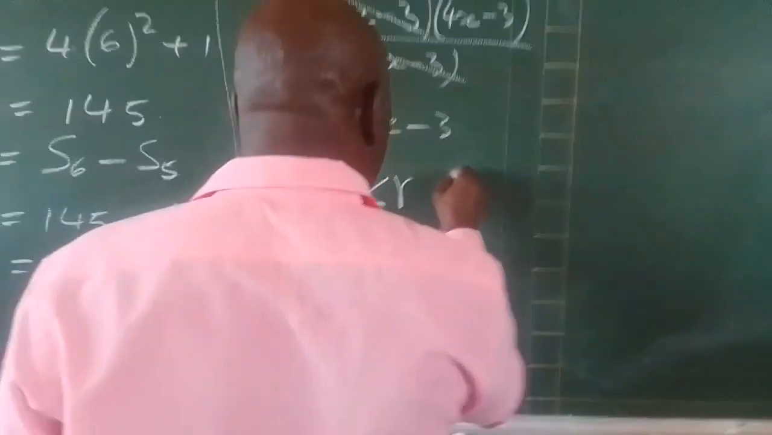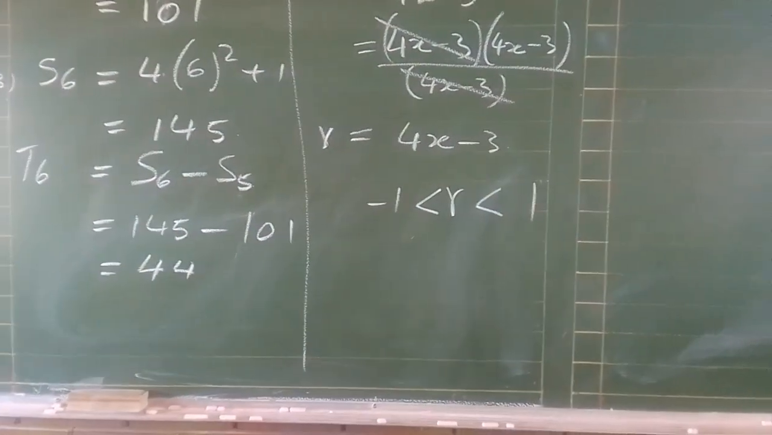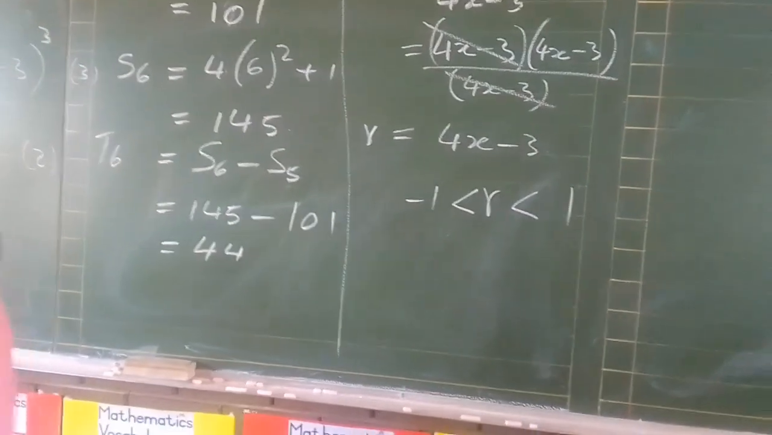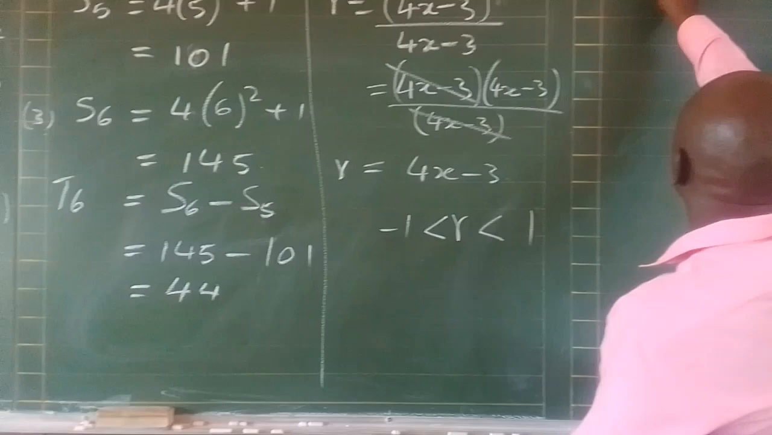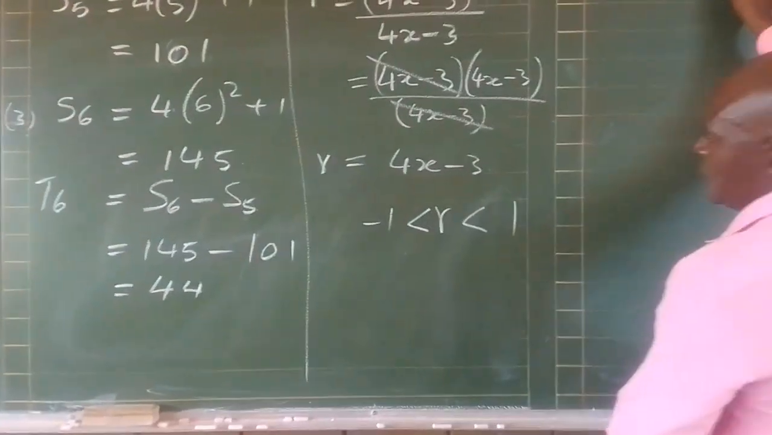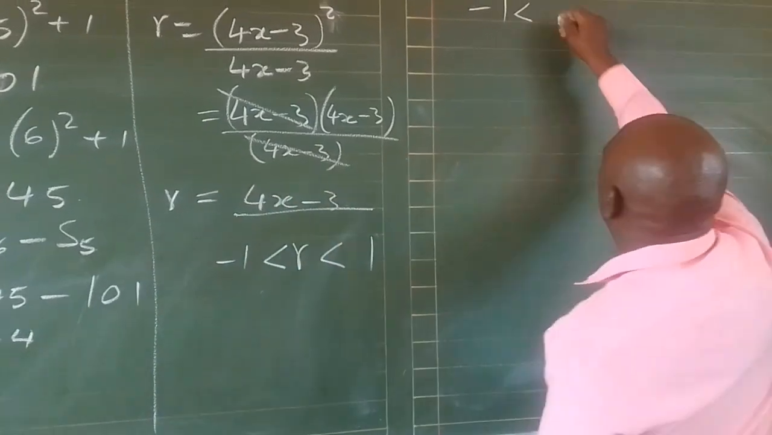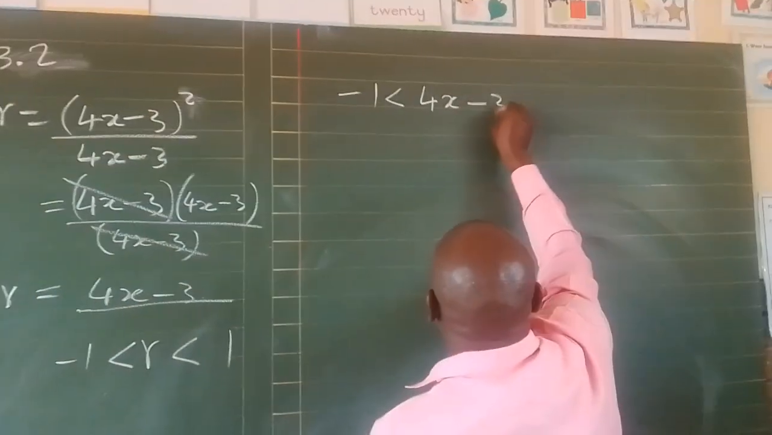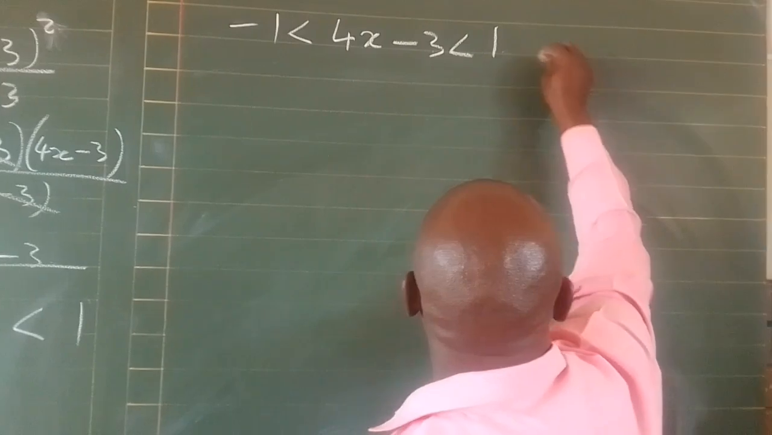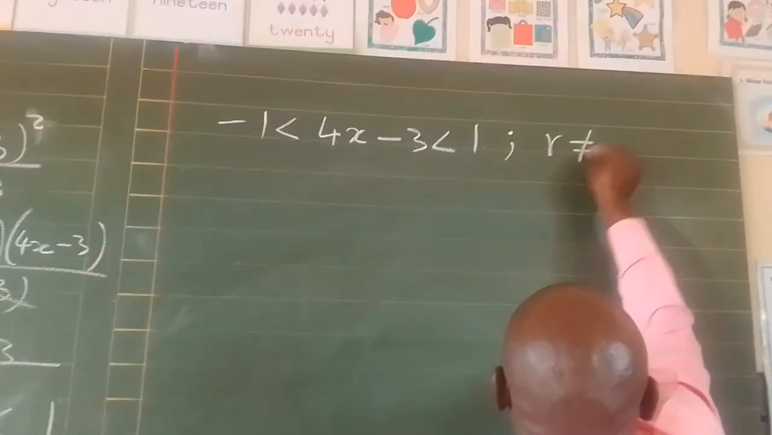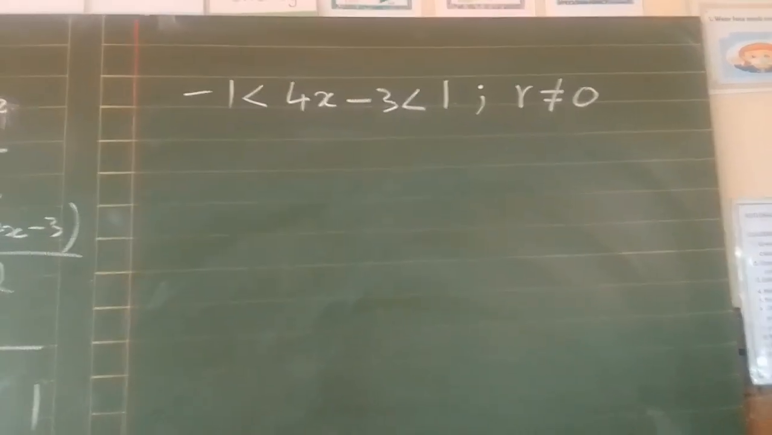In between minus 1 and 1. R must be in between minus 1 and 1. Then you know that minus 1 is less than r, of which our r here is 4x minus 3, which is less than 1, of which r must not be 0. Our r must not be equal to 0.